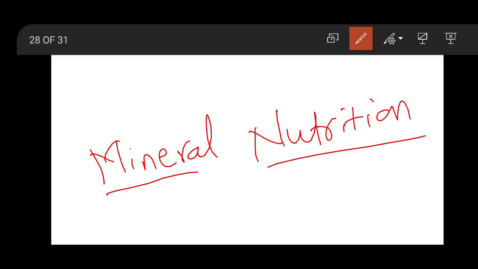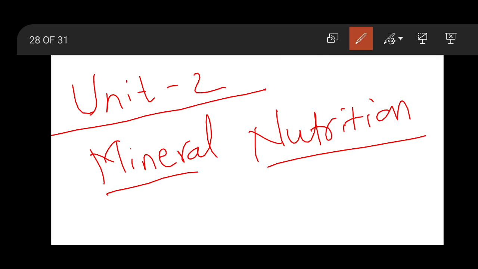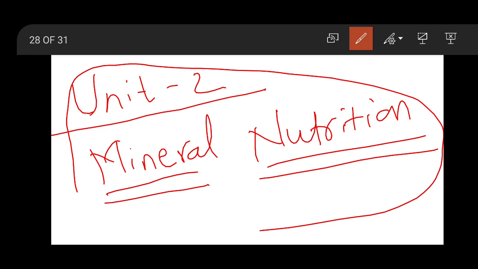Today, we are going to start unit number 2 from paper number 11, plant physiology, and the name of the smaller unit is mineral nutrition in plants. I hope you have all prepared the first unit effortlessly. Now try to understand the things.